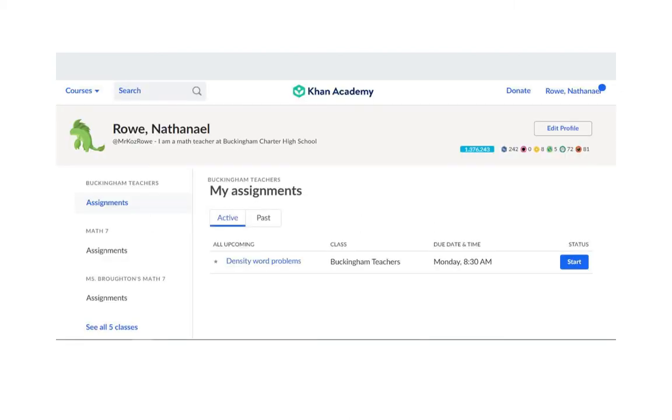The way Khan works is on a given day, I can assign a skill or multiple skills. Just today, actually, in my class, I assigned this skill, density word problems. And the students are working on this in class. Their goal is to finish this skill.